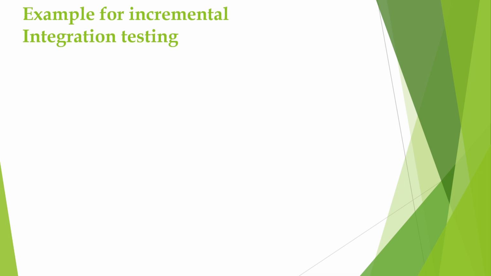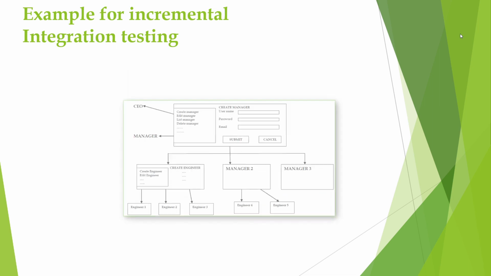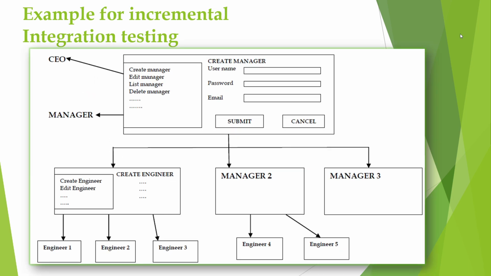Next we'll see an example for incremental integration testing. You can see a diagram here of a software. The development team has developed a software and sent it to the testing team to test it. The testing team will first log in as CEO and create a username and password, and then they will try to create the username and password for the manager. If it is working fine, then they will add another module, that is, they will try to create a manager 2 username and password. Then if it is working fine, they will add another module, that is, create manager 3 and try to create a username and password for it.